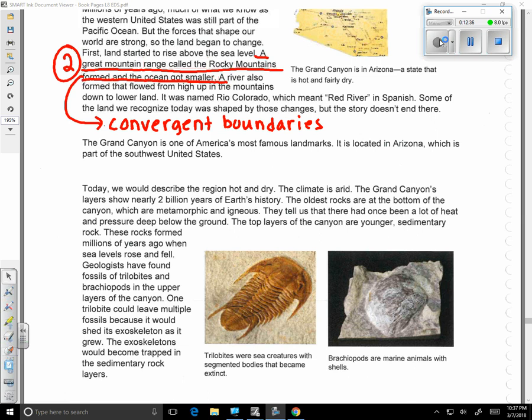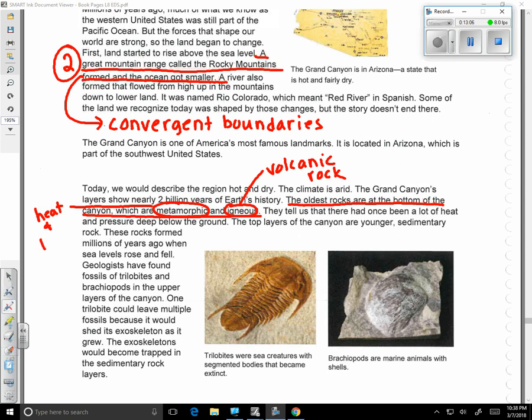And the reason why we know this is that if you go down here, you'll notice that it says that the oldest rocks at the bottom of the canyon are metamorphic and igneous rock. And we know that igneous rock is volcanic rock. And we know that metamorphic rocks are created with heat and pressure. Okay?